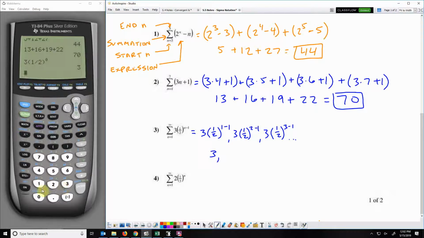3 times 1/2 to the 2 minus 1. So 3 times 1/2 to the first power is 1.5. So that's 3 halves. And then 3 times 1/2 to the second power is .75, 3/4.